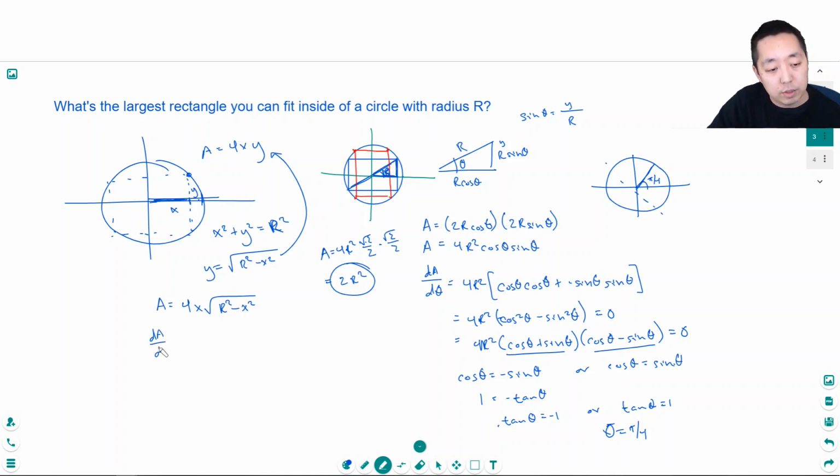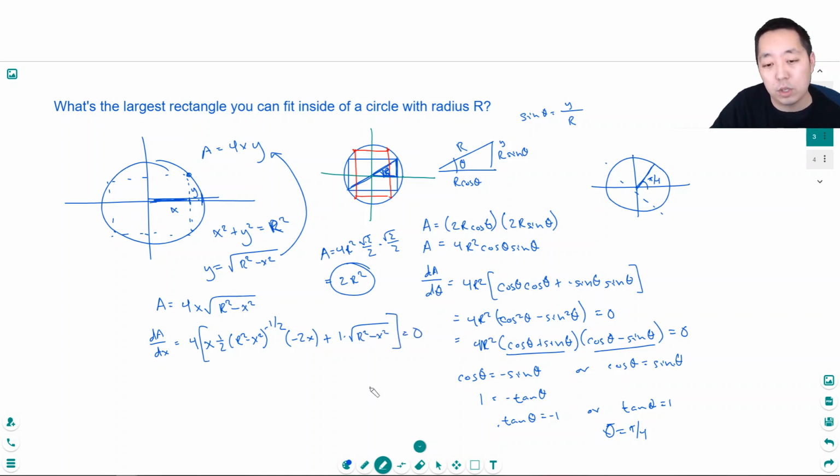So dA/dx, I want to take the derivative of this and set it equal to 0. This is 4. I got to do product rule. So I'm going to do x times the derivative of this. This is really to the 1/2, so I really do 1/2 times r squared minus x squared to the negative 1/2. The inside's not just x, because I got to multiply by the derivative of the inside, which is negative 2x. Okay, now I got to complete the product rule, which is just the derivative of this, which is 1 times this part, r squared minus x squared. And that's equal to 0.